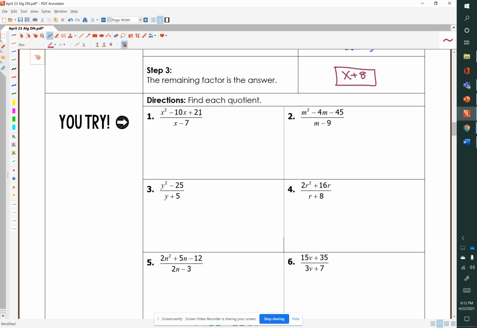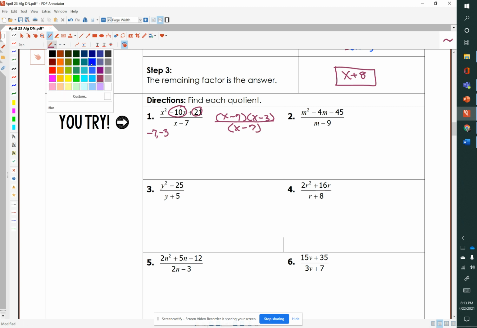We have x squared minus 10x plus 21 divided by x minus 7. So when we factor the numerator, we need 2 numbers that add to negative 10 and multiply to positive 21. And those 2 numbers would be a negative 7 and a negative 3. So that would be (x minus 7)(x minus 3) divided by x minus 7. And when we cancel out any common factors, we have an answer of x minus 3.